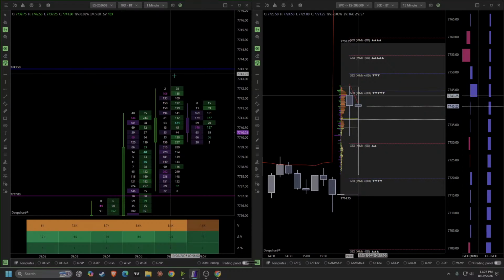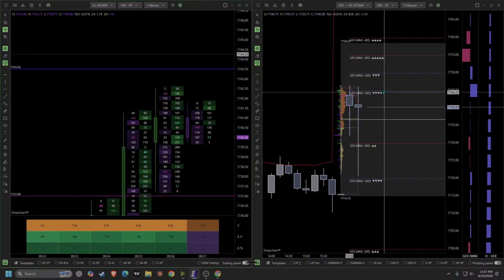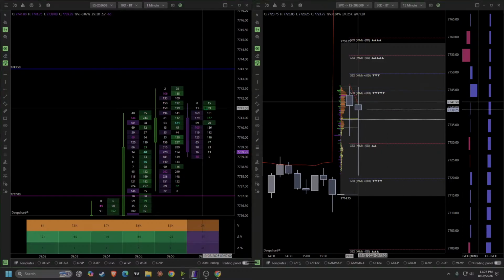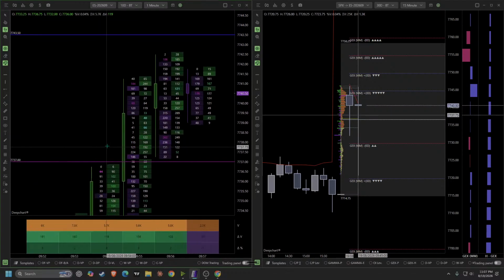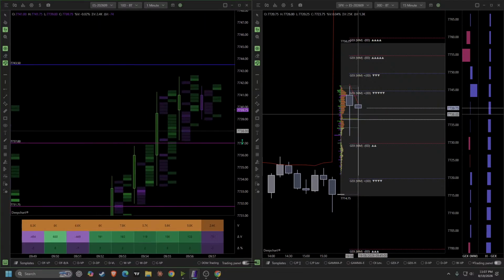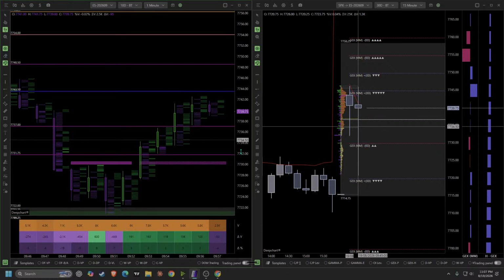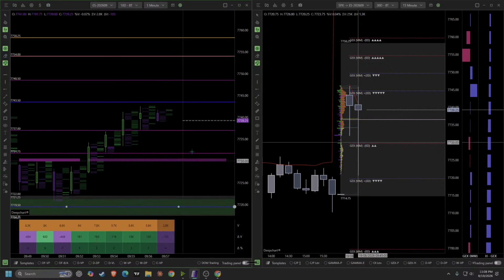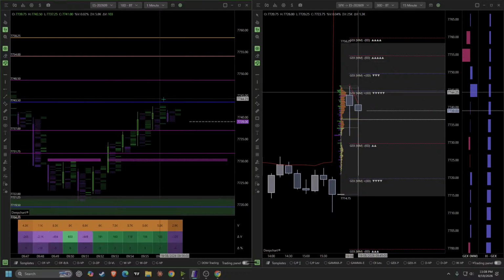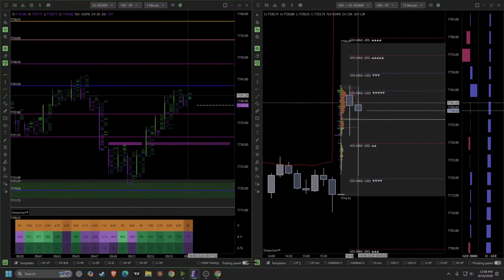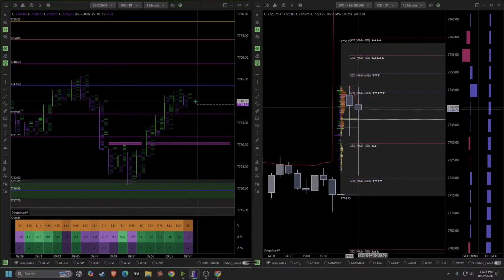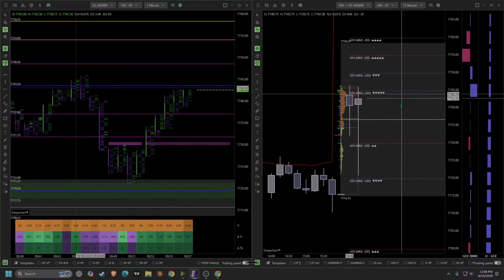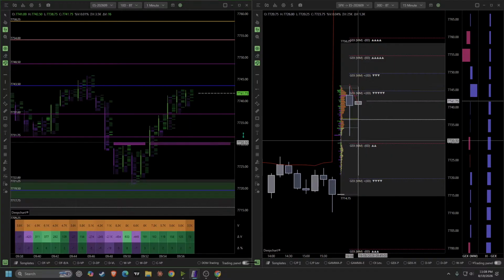So again, it appears that this boundary, which is also the strongest GEX level, is acting as a break. So we had it act as a break to the downside and act as a break to the upside. So that's how our day started. And those just happen to be the two largest GEX exposure levels.